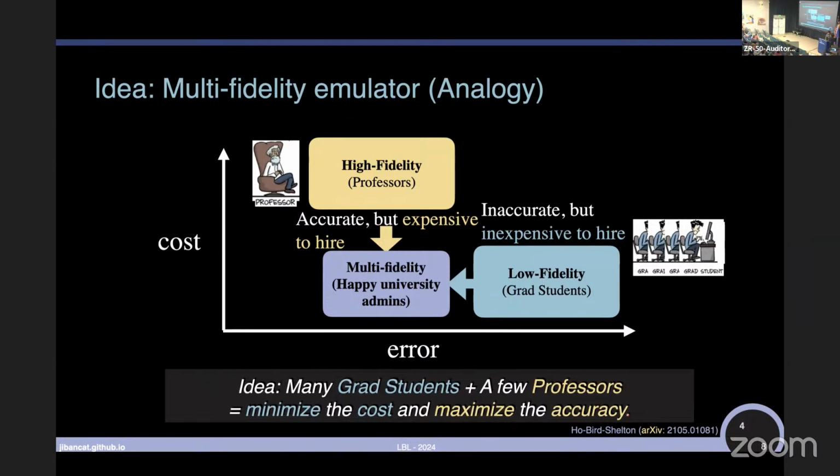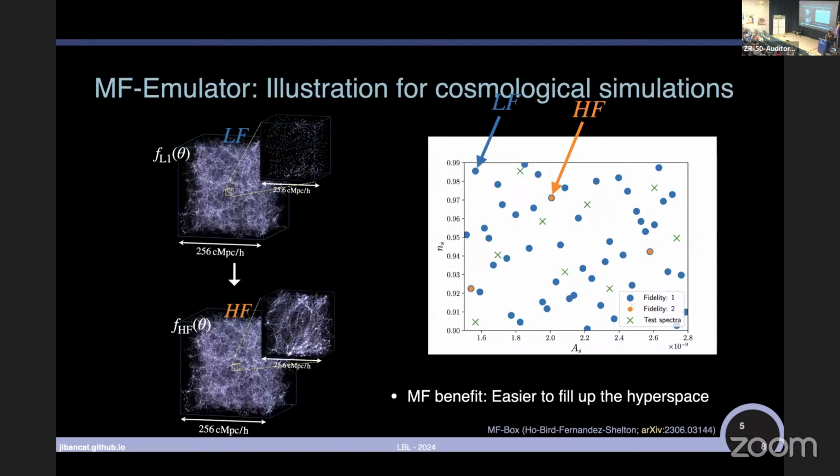So putting this idea to what we have been doing in cosmological simulations, you can imagine you have lots of low fidelity simulations. It's affordable to run many of them to fill out the parameter space. And you only run a few of them at high fidelity to correct resolutions in a cosmology-dependent way.